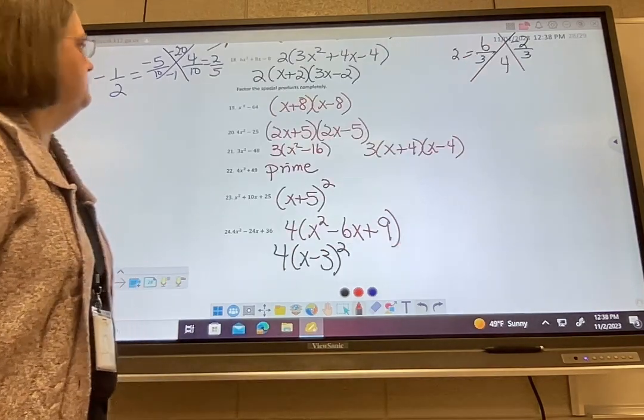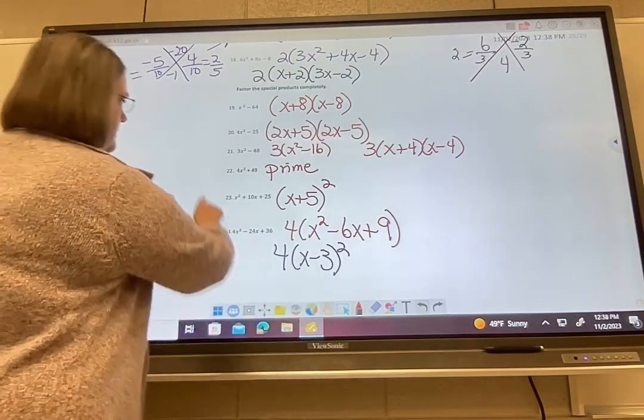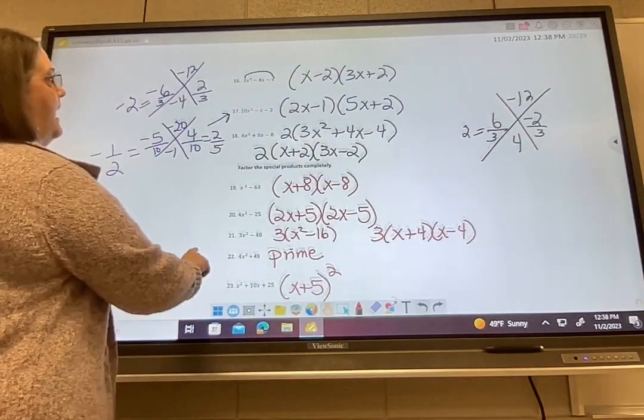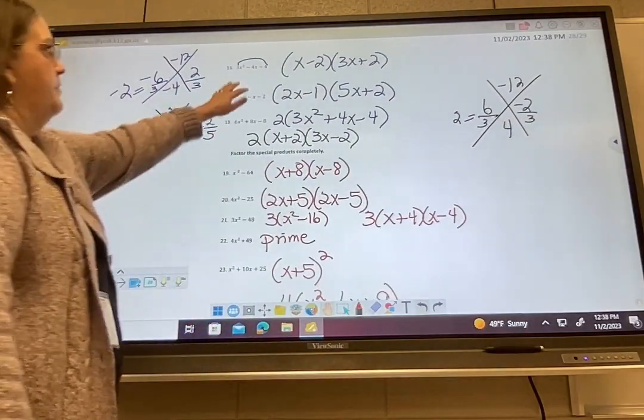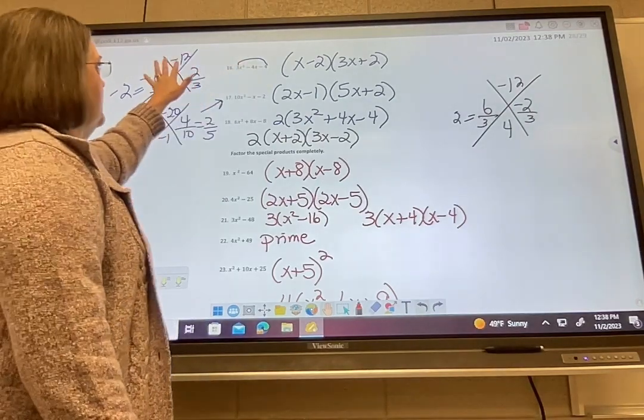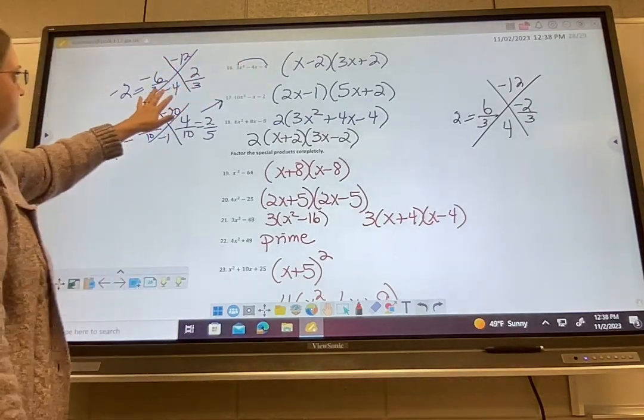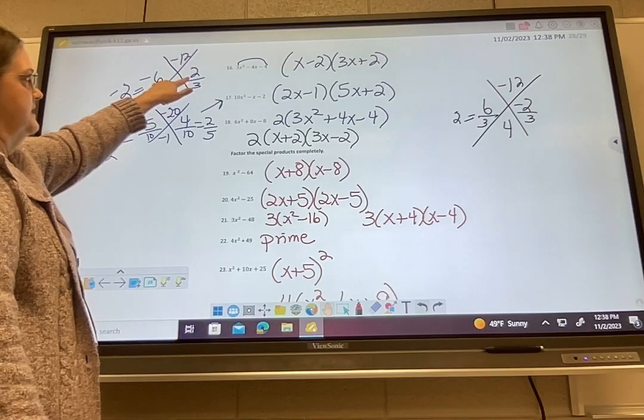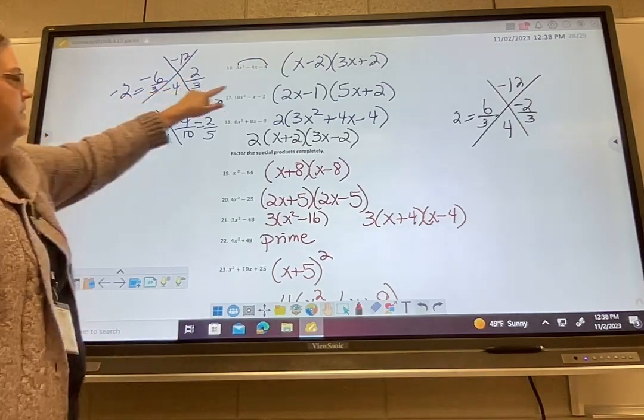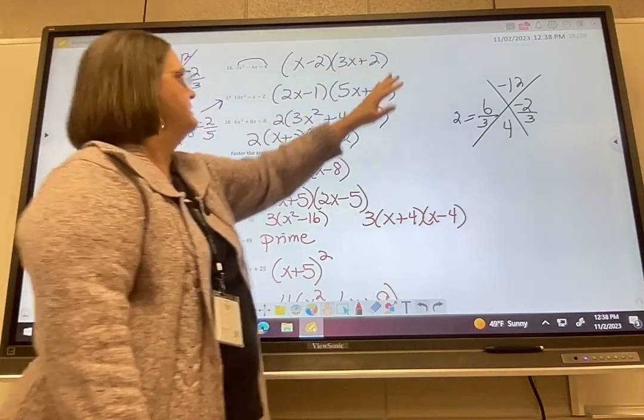Okay, let's move on. Up here, I have the same process, y'all. Same exact process, negative 12, negative 4. Those factors are negative 6 and 2. Divide by the 3, that gives me x minus 2, 3x plus 1.